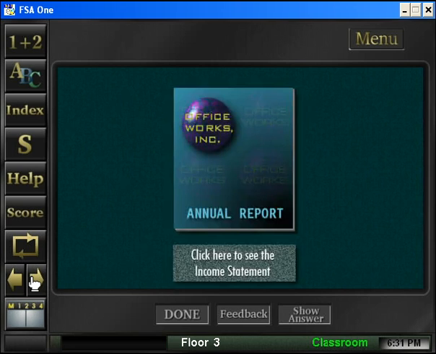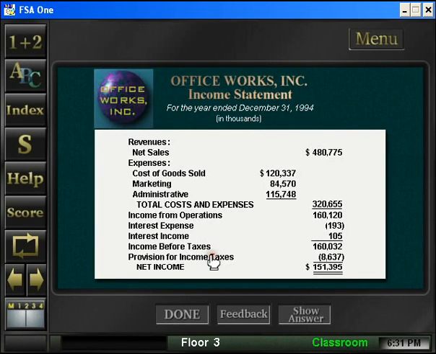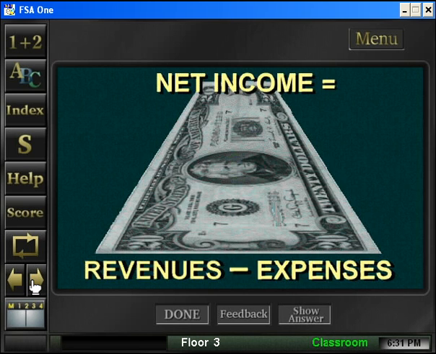The income statement measures the operating performance of a firm for a particular period of time. Net income is derived by subtracting expenses incurred in manufacturing goods or providing services from revenues received for the goods or services. The difference is what the firm earns, or its net income.